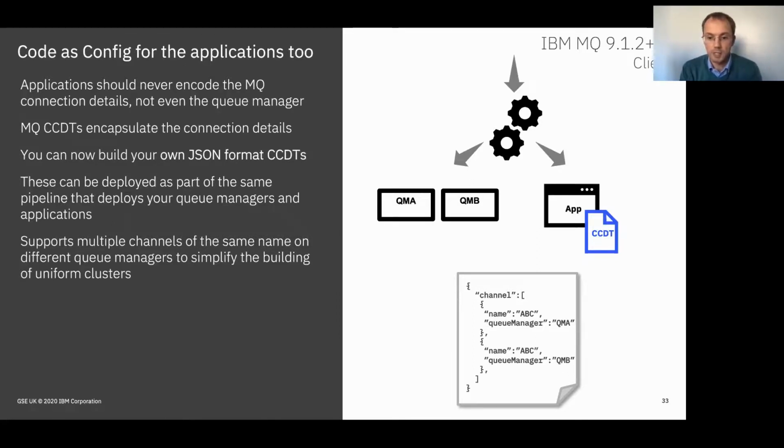This means it's much easier for you to define these definitions as code that you build as part of your application or distribute with your applications, that you can then embed in your own automation pipelines if you need to.